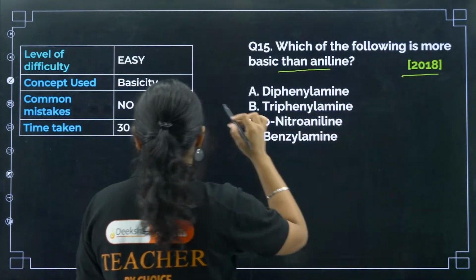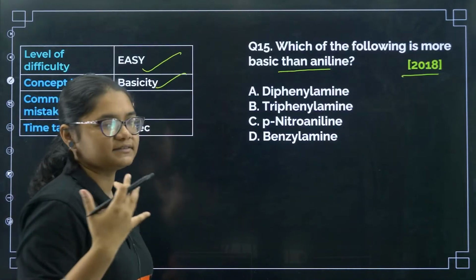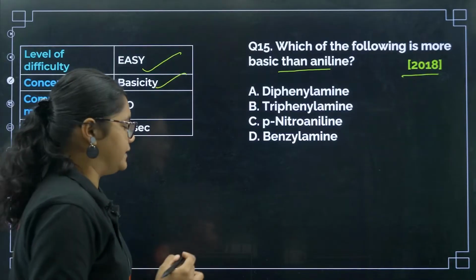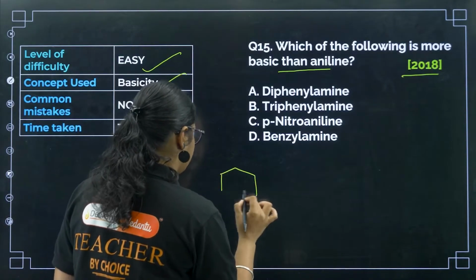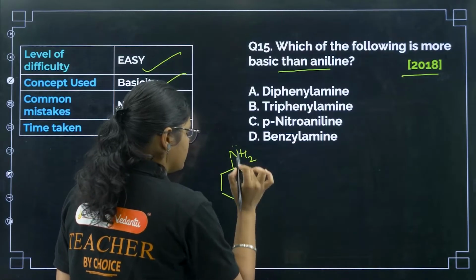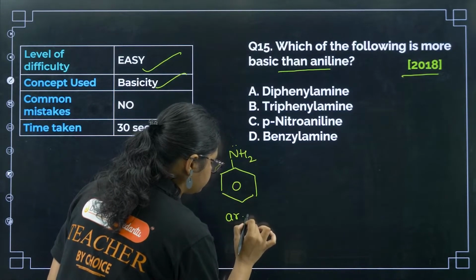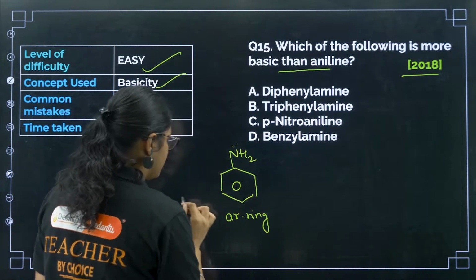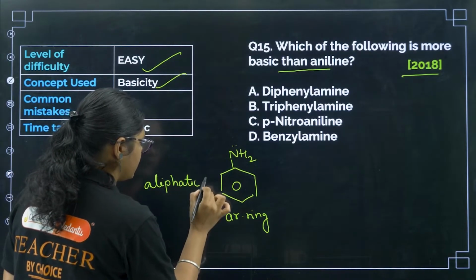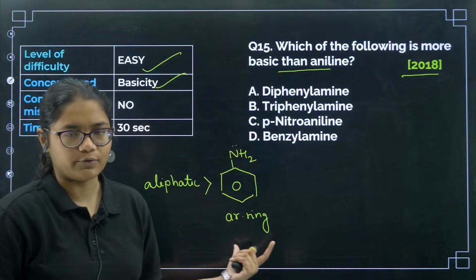Next, question number 15, which of the following is more basic than aniline? This is a 2018 question, also an easy question based on the basicity topic. Now, more basic than aniline. If you see, we have aniline like this. Now this is an aromatic ring. So remember, aliphatic amines are more basic than aromatic amines.